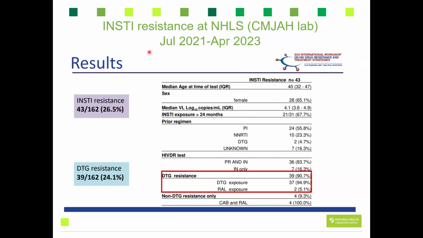So we looked at the data from July 2021 to April last year. We did 162 samples and 26% of them had at least one integrase mutation and 24% of them had DTG resistance. And we defined DTG resistance as intermediate resistance up to high level resistance. Okay. Just indicating what kind of patients had testing done. So half of them had previous PI-based regimen. A quarter had previous NNRTI-based regimens. And then there was still 16% for which there was no treatment history on the form.